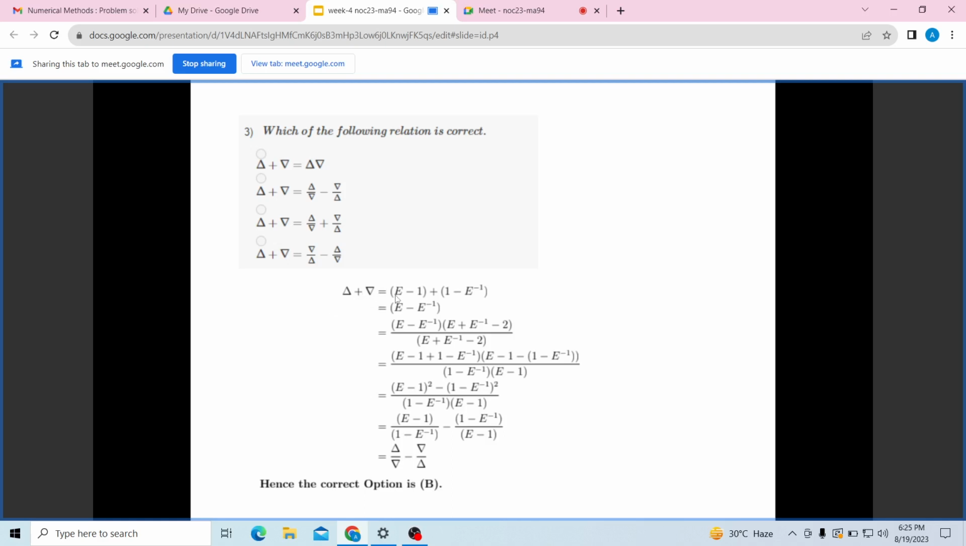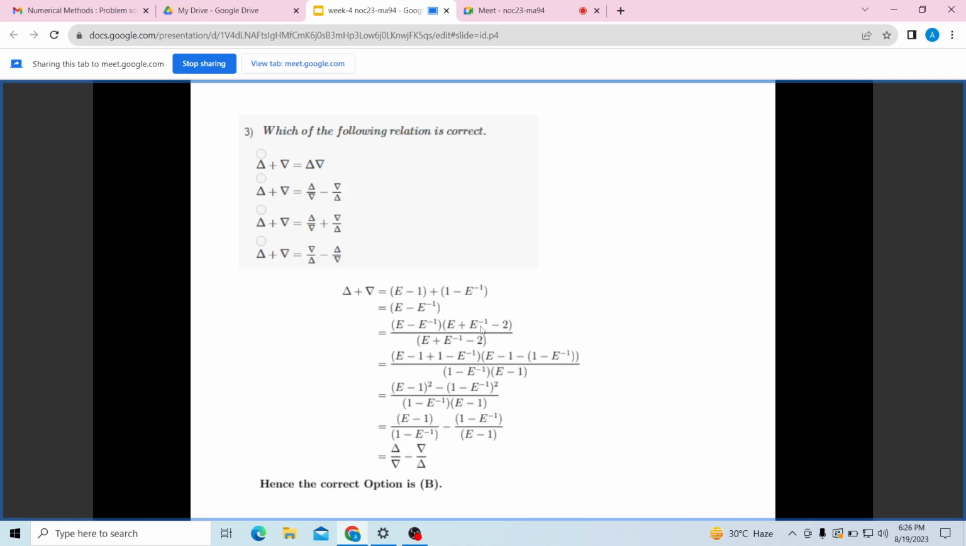So you can write it in terms of the shift operator as E minus 1, plus the nabla, that is the backward difference operator, you can write it as 1 minus E inverse. Okay, so when you add it, you will get E minus E inverse. Now keep it as it is and multiply and divide by this term E plus E inverse minus 2.